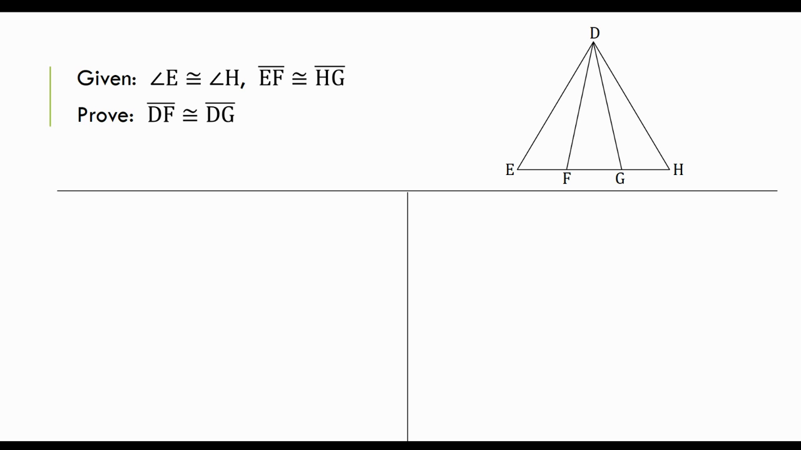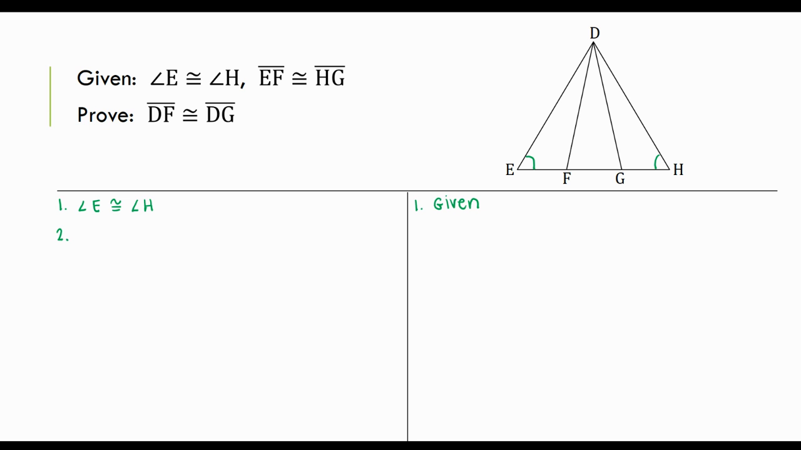So I would suggest that you draw this picture, and then we are going to in the end prove that the segment DF and DG are congruent. So let's get started. I'm going to put down my first given, that angle E is congruent to angle H. And I'm going to mark that in my picture. So angle E, angle H, get the same marks.